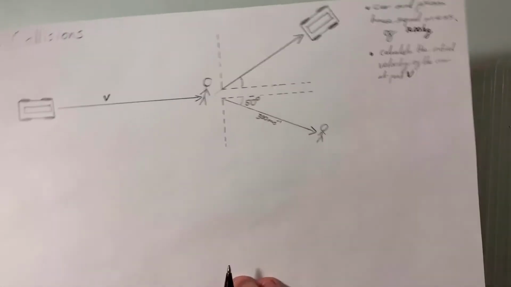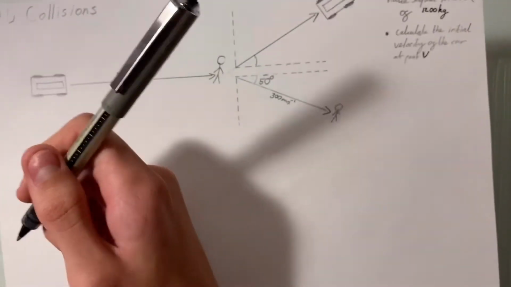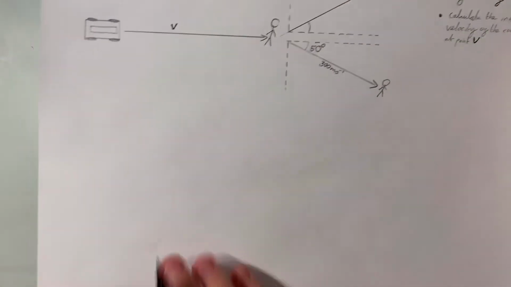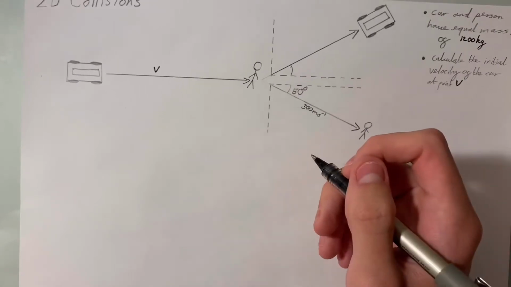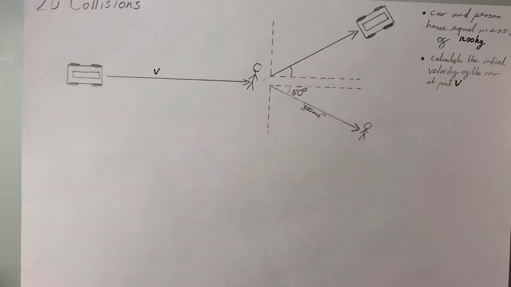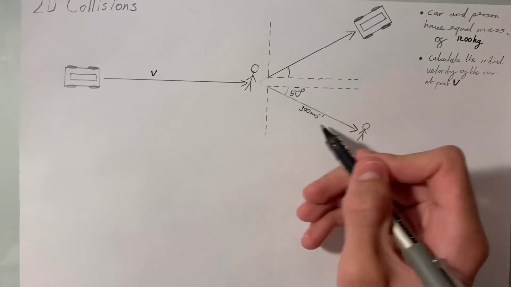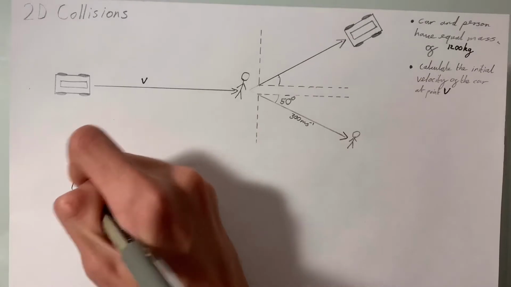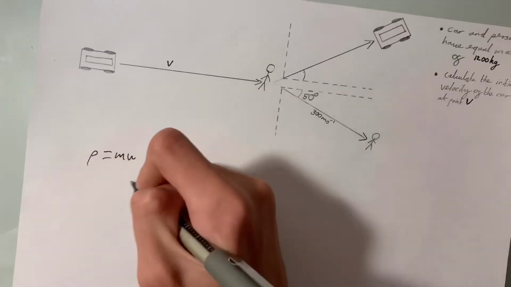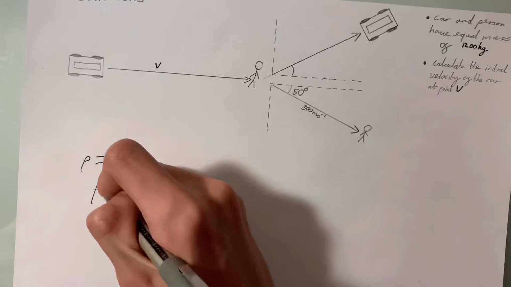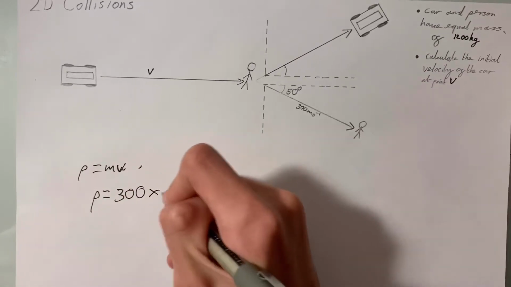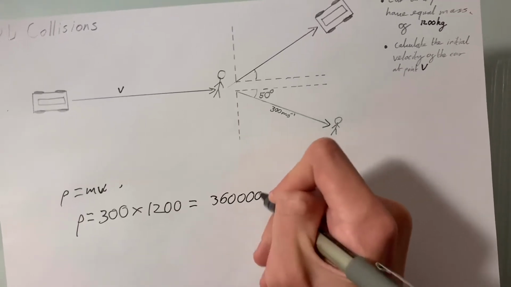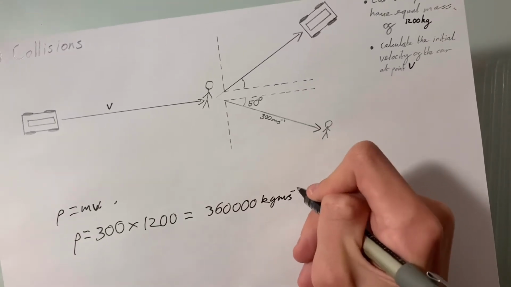Now, the question is to calculate the initial velocity of the car at point V here, so the initial velocity of this car before the collision. Today, how we're going to do that is by using the formula for momentum, P equals mv, of course. So it's 300 times 1200, which is obviously 360,000 kilograms per second, which I definitely did in my head.